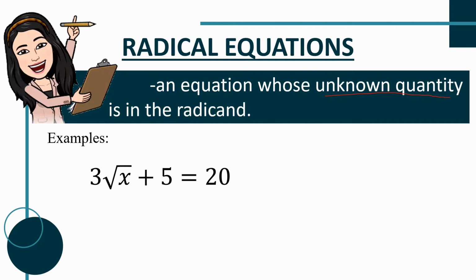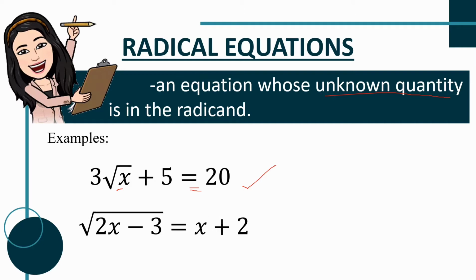We have given here 3 square root of x plus 5 is equal to 20. So, this is an equation since it has an equal sign and it involves radical expressions. So, let us see what is the radicand in our radical expression. Is it a known quantity? Or is it a variable? Yes. So, therefore, this is a radical equation.